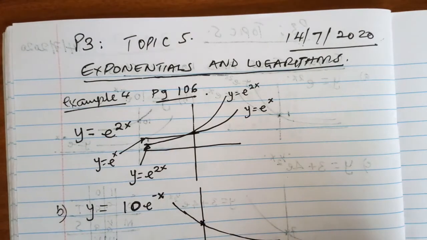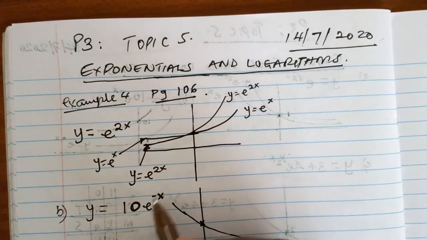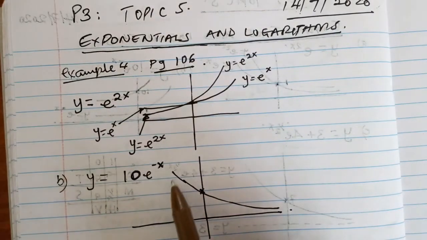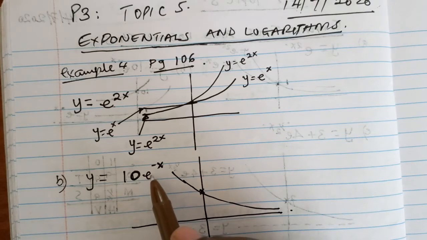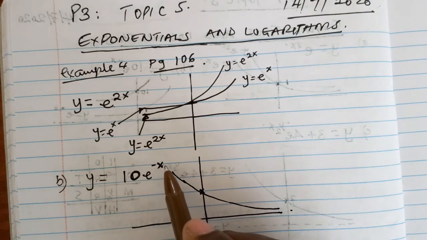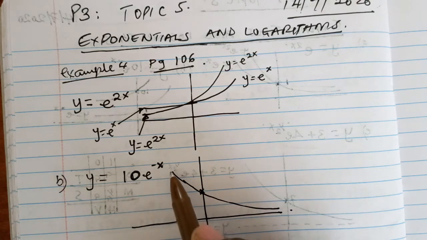So the graph looks like this. And let me just explain why y is a greater value here. When x is, let's say, a negative number, so e raised to power minus a negative, so it remains e raised to power a positive number. That means a big number. When it is multiplied by 10, then it becomes a big number.